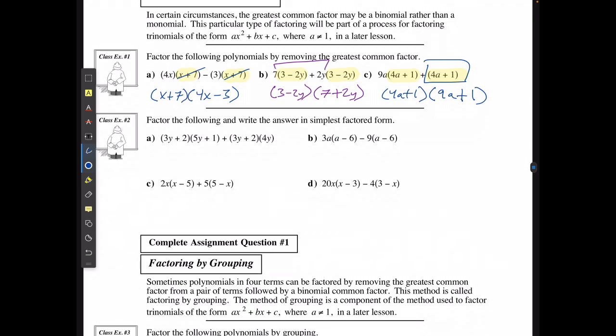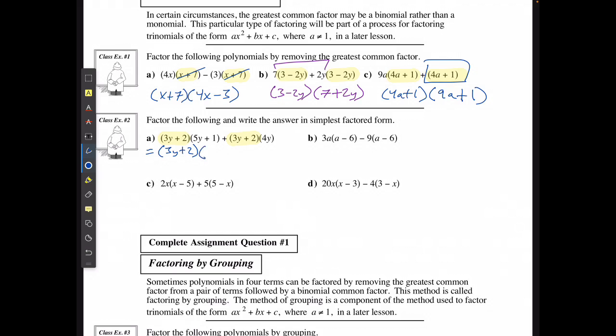For part 2, when it says factor the following and write the answer in the simplest factored form, we're really just doing the exact same thing that we did in the last case. We're looking for a factor that's common, and we're going to factor that out, and then we're going to group together what is left.